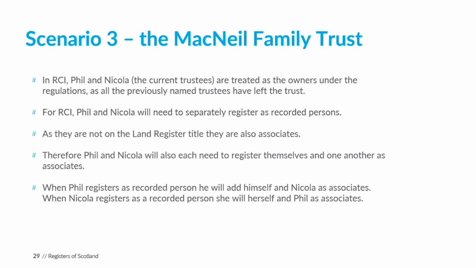To go into a bit more detail, both Phil and Nicola are treated as owners as there are no original trustees. Phil and Nicola will need to separately register as recorded persons. Because they're not on the land register title, they're also associates. Both Phil and Nicola will each need to register themselves and one another as associates. To be clear, when Nicola registers as a recorded person, she will add herself and then Phil as associates. When Phil registers as a recorded person, he will add himself and then Nicola as associates.